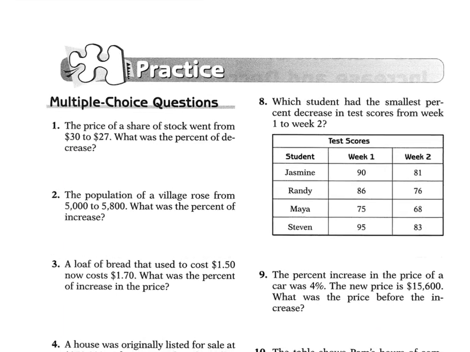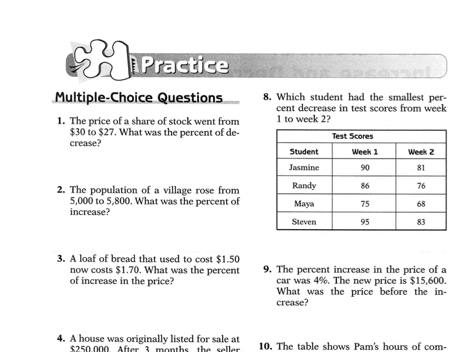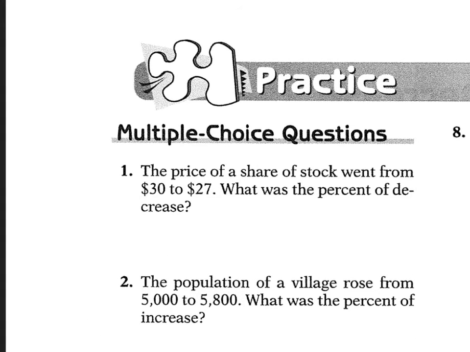For our practice problems, for number 1, it says the price of a share of stock went from $30 to $27. What is the percent of decrease? So our new is the 27, our original is the 30. So it's going to be 27 minus 30 over 30. So that's just negative 3 over 30, which is 0.1. If we turn that into a percent, that's negative 10%.